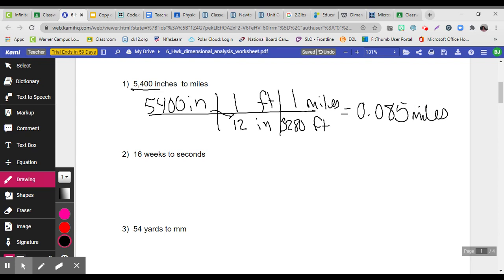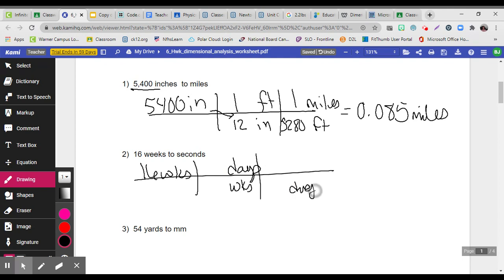Let's try another one. This one we start with 16 weeks, and it wants us to go to seconds. Weeks will go on the bottom, and we can go weeks to days. From days, we can go to hours. And then from hours, we can go to seconds. Notice we are crossing off the labels as we go, so we're only left with seconds at the end. Now let's put the numeric values in.